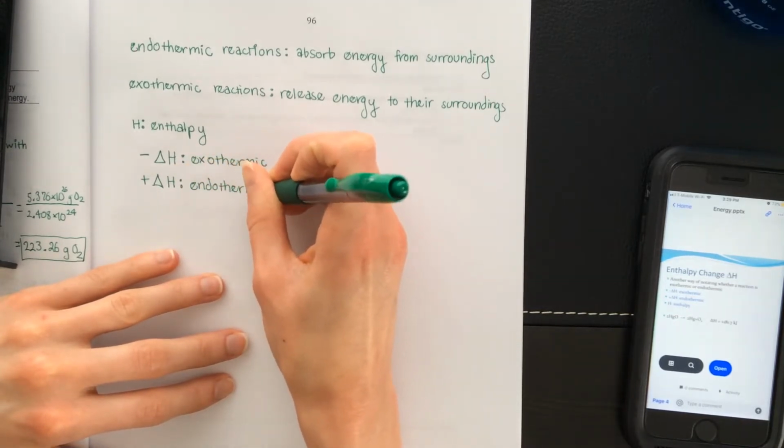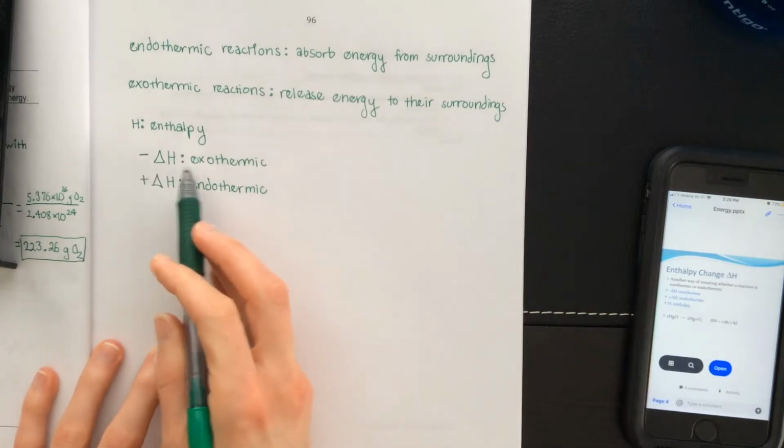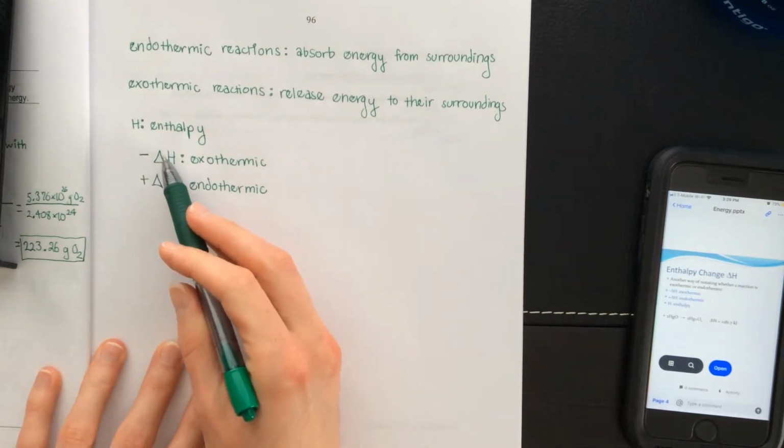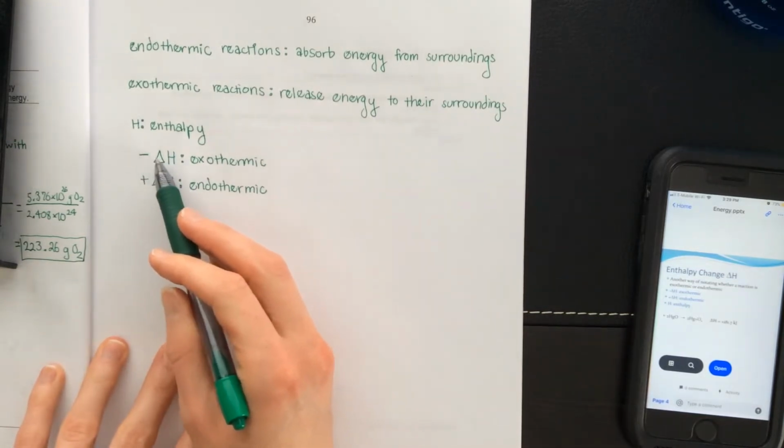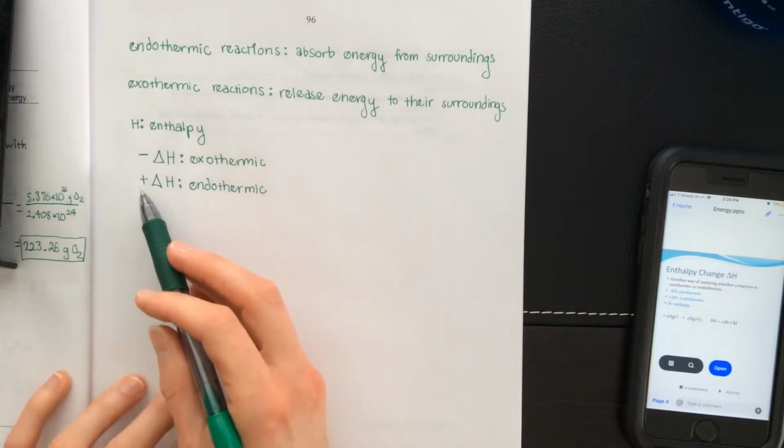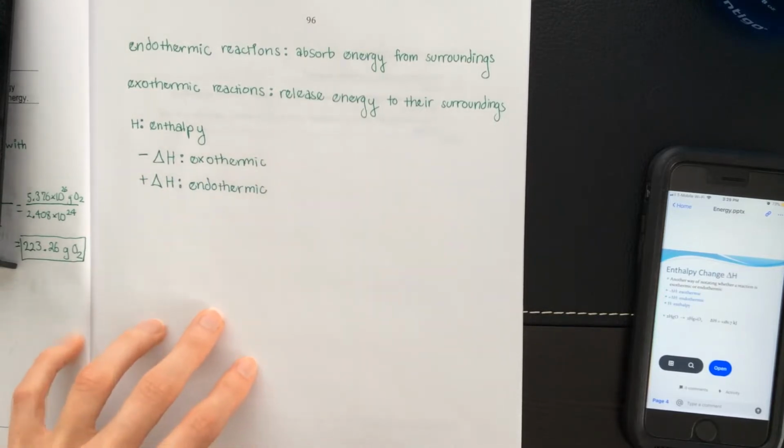So all you really need to remember is that if delta H is negative, and when I say delta, again, the delta is the triangle. So if this is negative, your reaction is exothermic. If it's positive, it's endothermic.